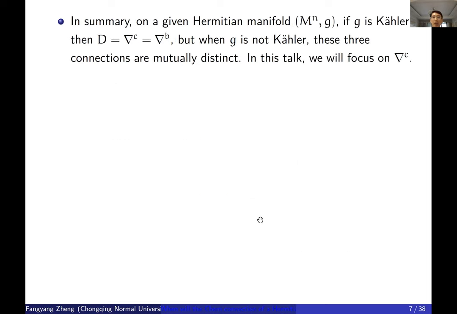So when the matrix is scalar, all three connections coincide, right? So there's only one geometry. But when the matrix is non-scalar, you have at least two or three different kinds of geometry, right? Once you have a connection, its square will be curvature, so you get a different kind of geometry.